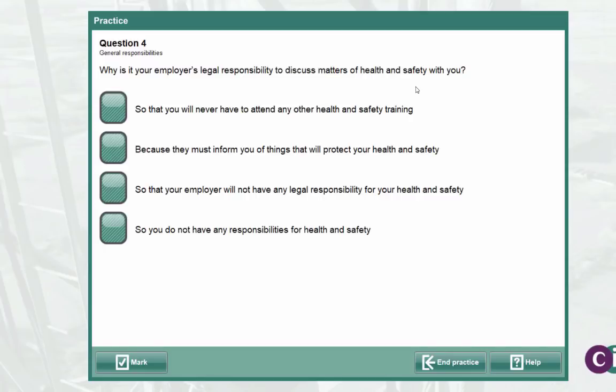Why is it your employer's legal responsibility to discuss matters of health and safety with you? So that you will never have to attend any other health and safety training. Because they must inform you of things that will protect your health and safety. So that your employer will not have any legal responsibility for your health and safety. So you do not have any responsibilities for health and safety.